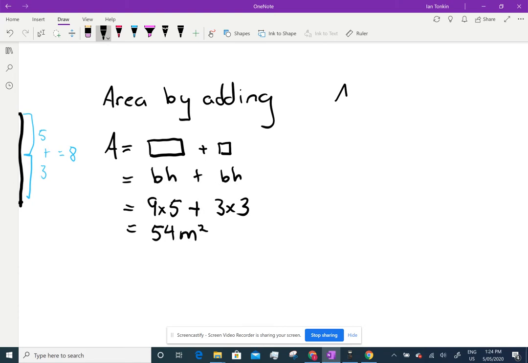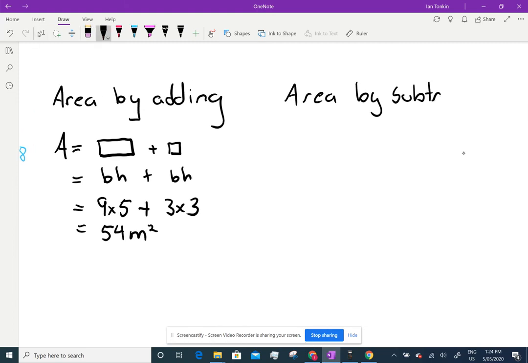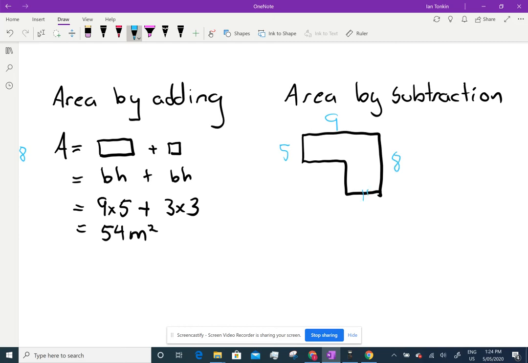Now, area by subtraction. This time, and again I've messed that up. Now remember, that's 9, that's 5, that's 8. And what I'm going to do is I'm going to say, well, I'm going to find the area of the whole thing and minus this little bit.